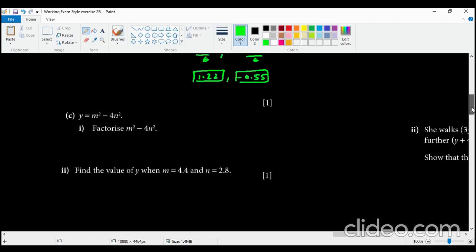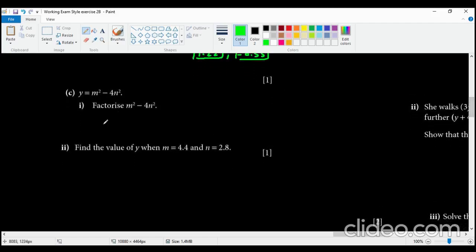Moving on to part C, it says to factorize y equals m square minus 4n square. So this is the difference of squares. This should be considered as a, and this whole 4n square is considered as b. So this is the a square minus b square formula. So I will write m plus 2n and m minus 2n as the factorization of this expression.